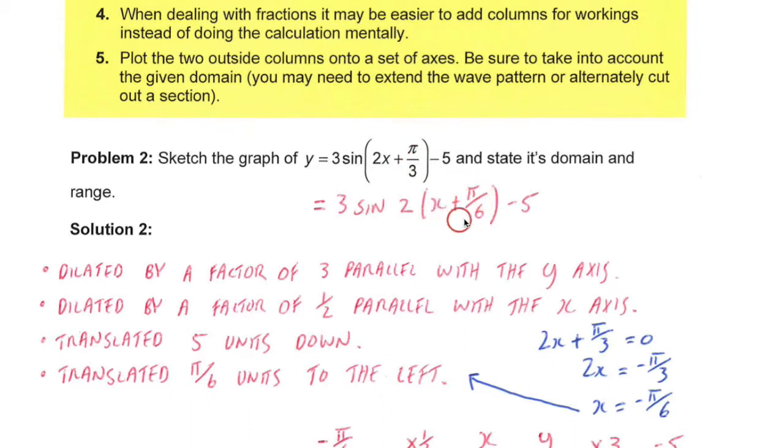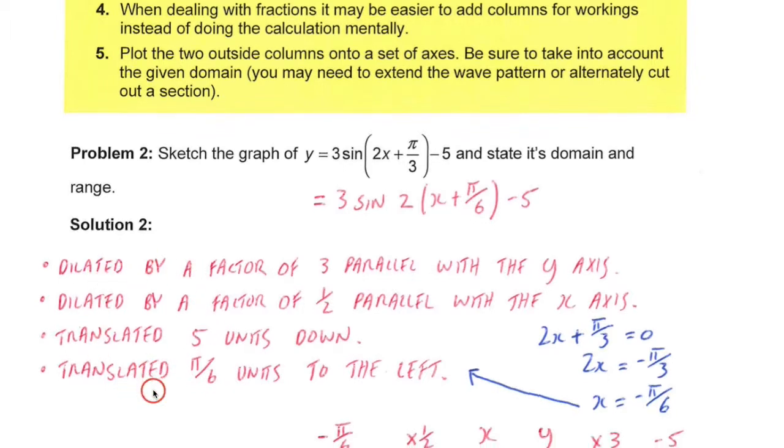So it's the opposite of that, remembering that the easiest way of working this out is to simply take it, make it equal to 0, solve for x, and you'll see that x would be equal to negative pi on 6, so that tells me I'm moving in the negative direction, i.e. to the left, by pi on 6 units. So there's my transformations, and I'm going to use these transformations or knowledge of these transformations to help me do up the grid.